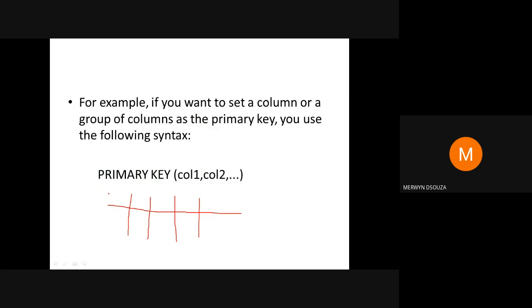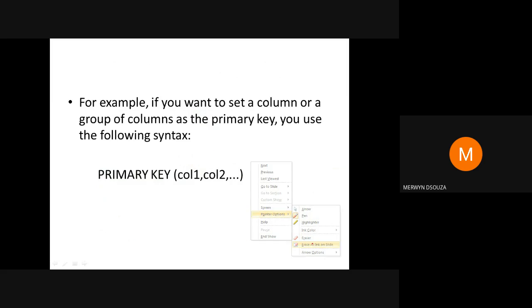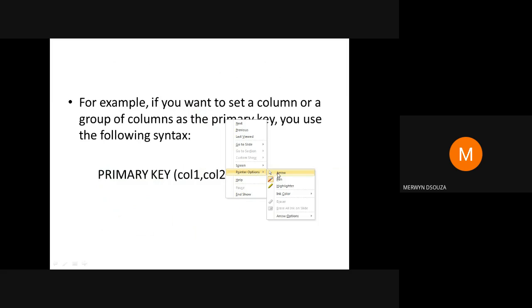So suppose you are having a table students. Students could have various columns like name, roll number, year, and address, and so on. So you could specify the primary key as comprising the name column and the roll number column. The combination of this will be the primary key. You can have a primary key based on a single column, or you could have it based on multiple columns.